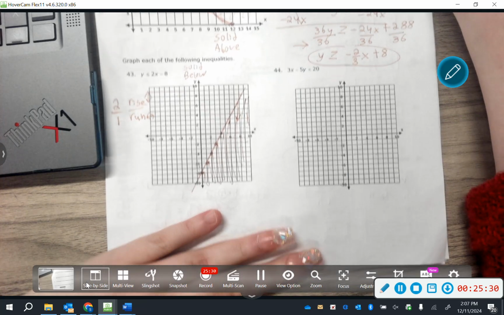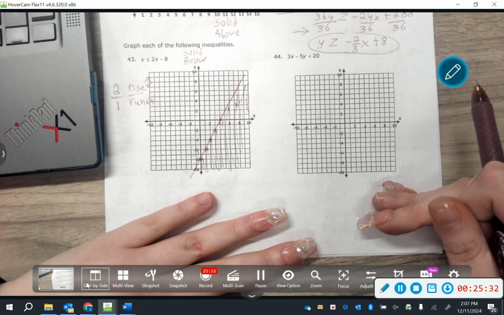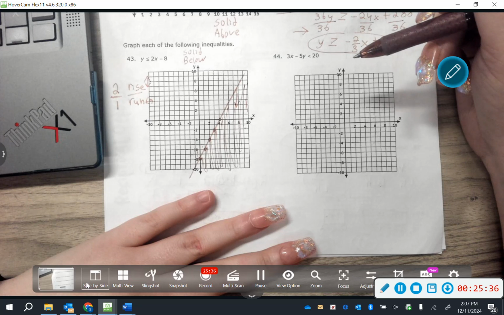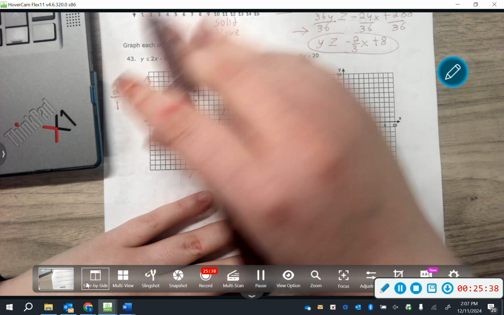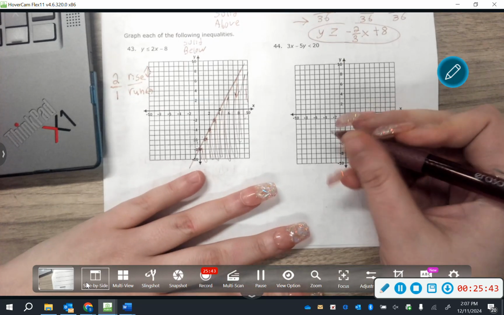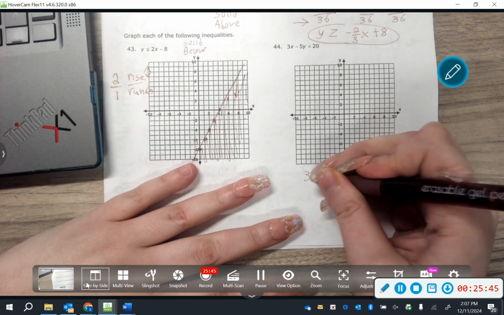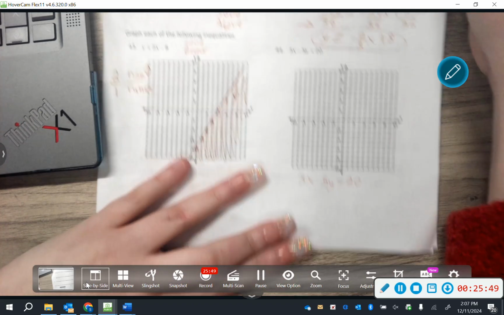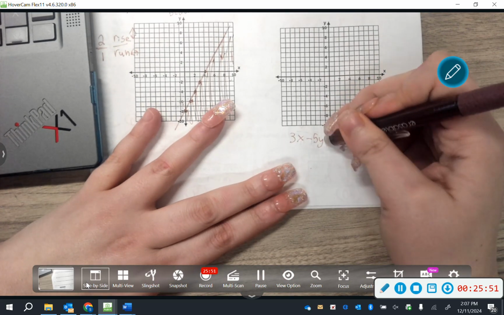So same thing on here. We can either convert it, or we can use our cover-up method. I'm panicking because it's getting so close to the bell. If you are a converting kind of person, 3x minus 5y is less than 20. Not equals, less than 20.